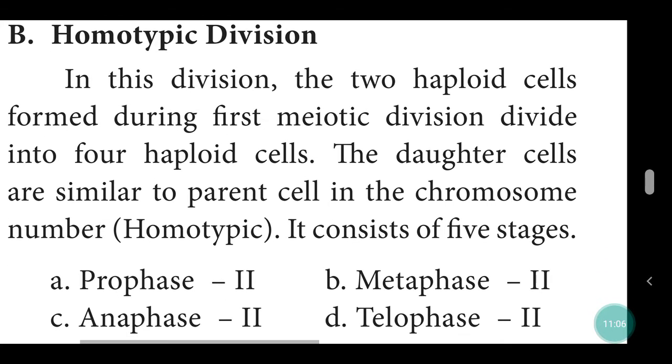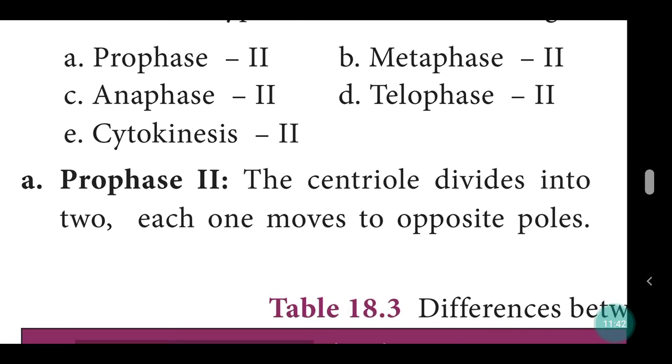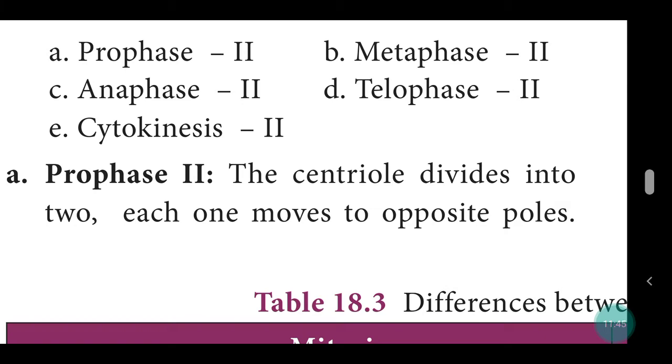Homotypic division. In this division, the two haploid cells formed during the first meiotic division divide into four haploid cells. The daughter cells are similar to the parent cell in chromosome number. Homo means same, hetero means different. Here the parent cell consists of 23 chromosomes, and the daughter cell also consists of 23 chromosomes. That's why it is called homotypic. It consists of five stages: prophase 2, metaphase 2, anaphase 2, telophase 2, cytokinesis 2.